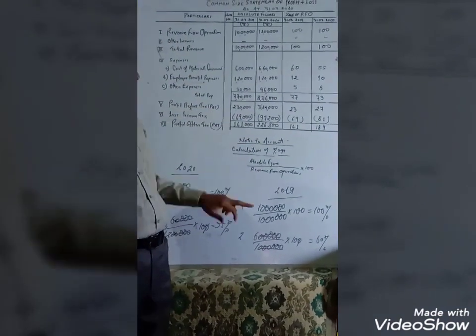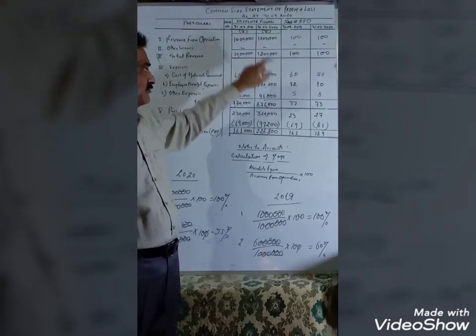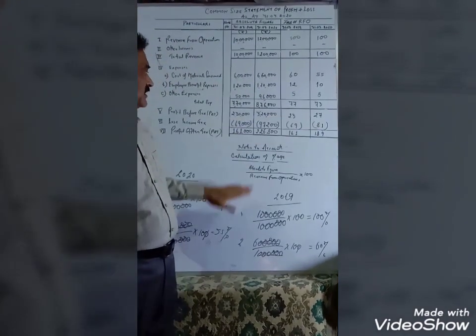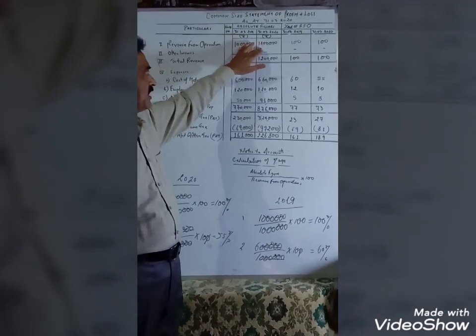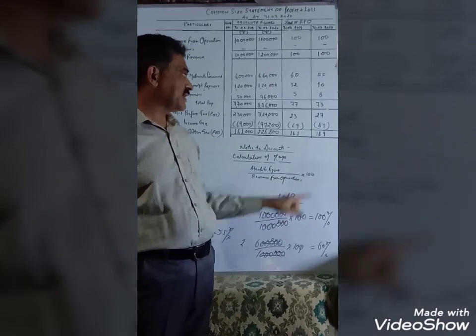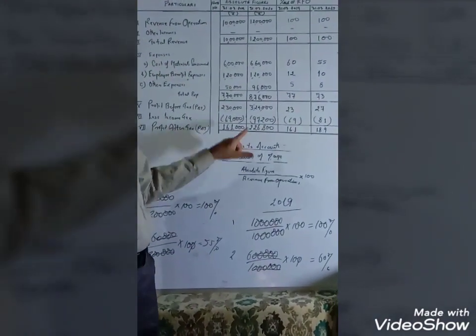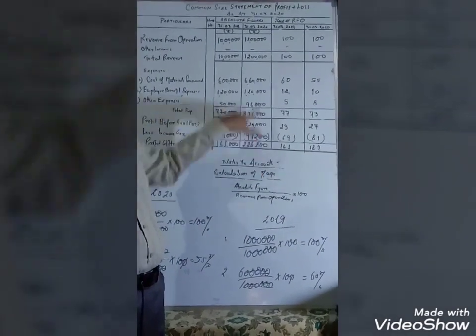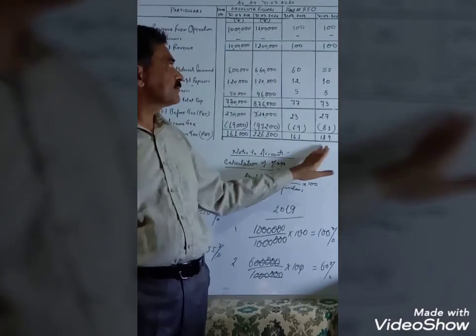Similarly, profit before tax 3,24,000 divided by 12 lakh into 100, we will get 27%. Then 97,200 income tax divided by 12 lakh multiplied by 100, we will get 8.1%. Profit after tax 2,26,800 divided by 12 lakh multiplied by 100, we will get 18.9%.